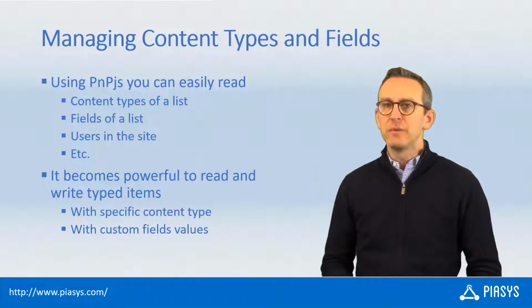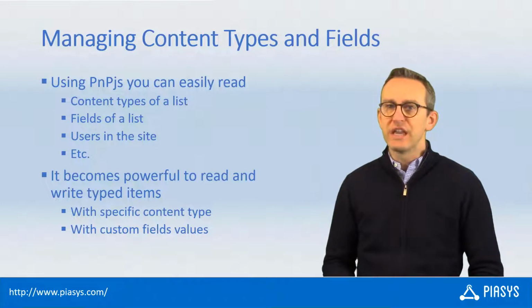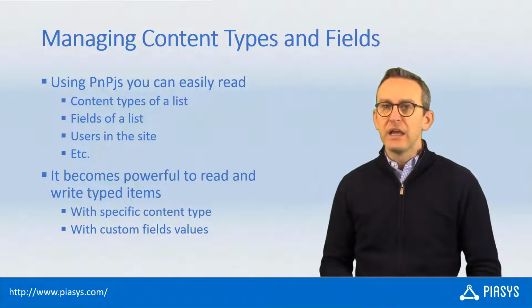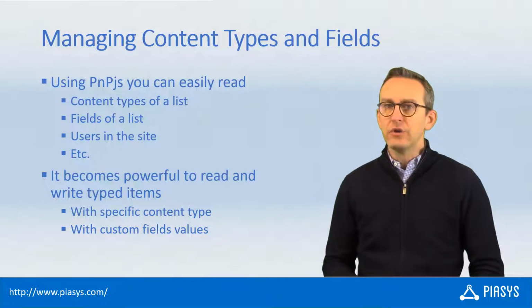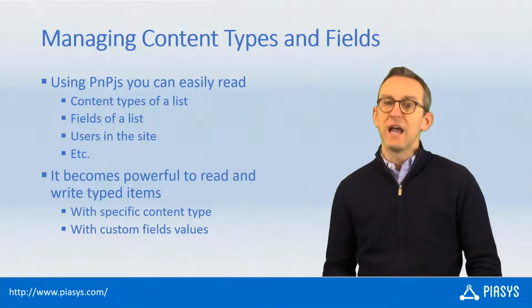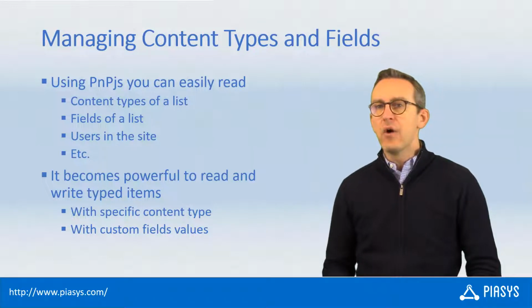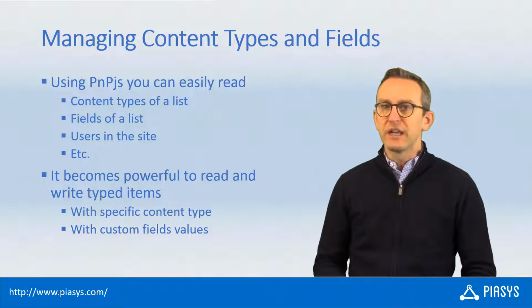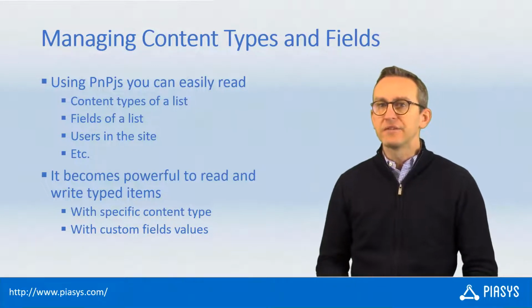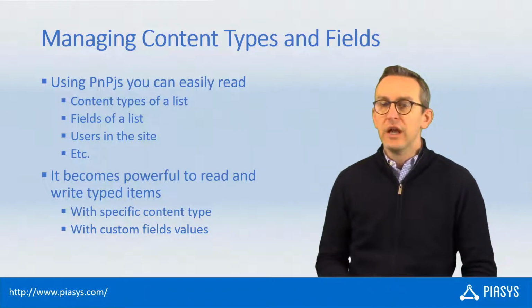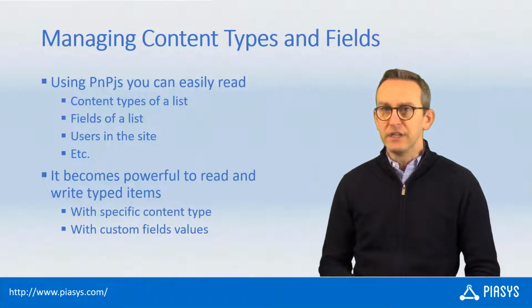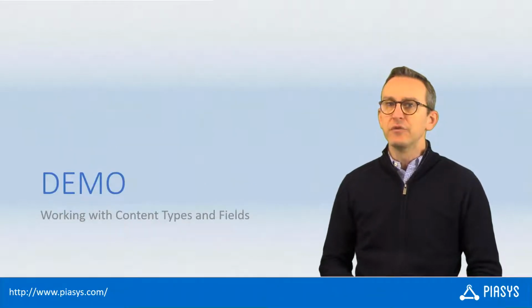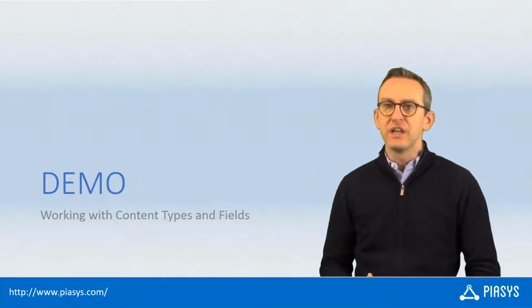This week I want to keep on talking about using PnPjs within the context of SharePoint Framework. Specifically, I want to explain how you can access the collection of content types associated to a list, and how you can add a fully typed item to a list using a specific custom content type and custom fields that you define, including people picker fields if needed. As usual, let's move to the demo environment and see how to play in practice with PnPjs and SharePoint Framework.